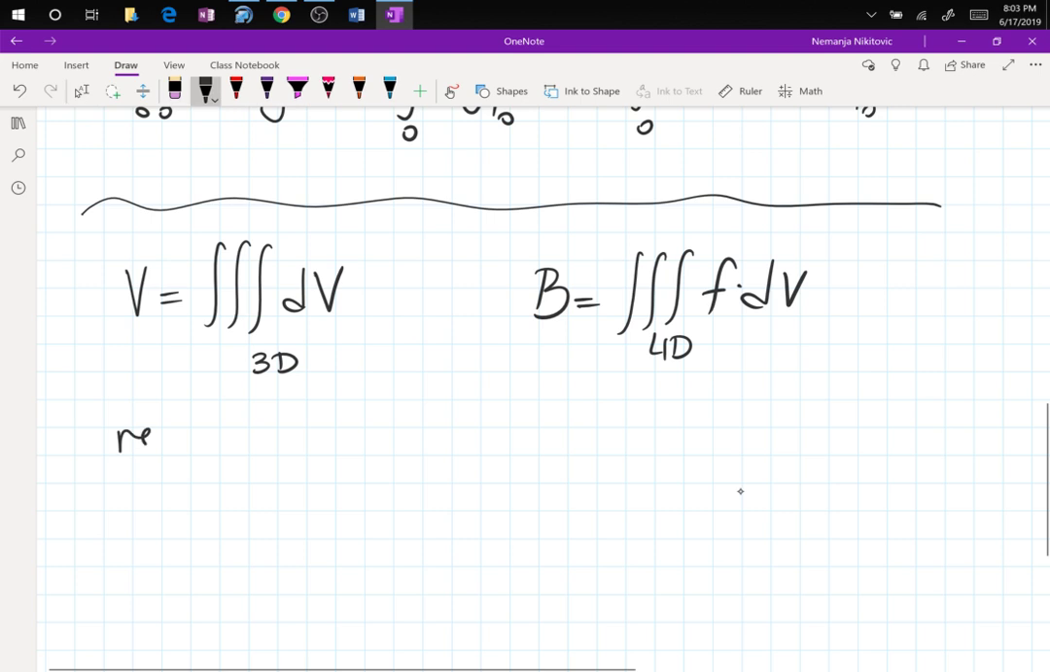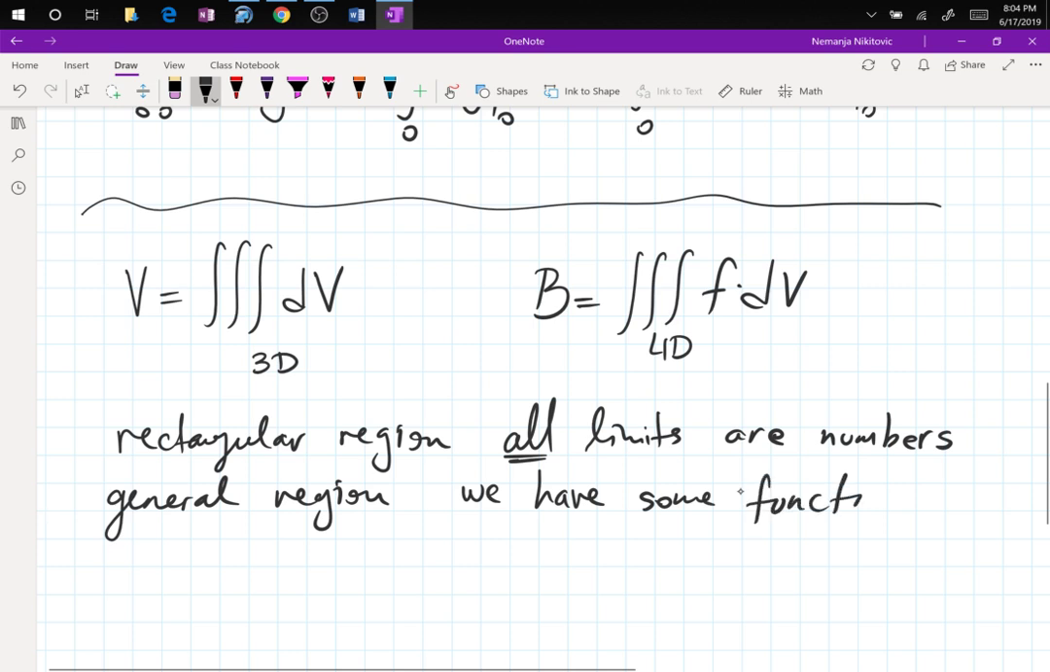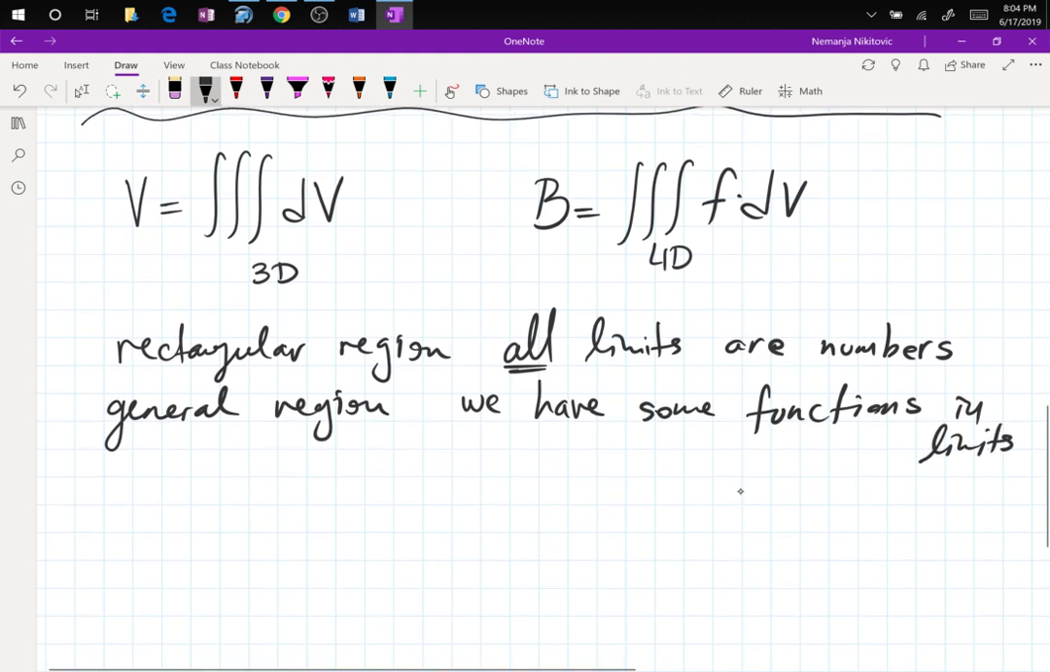So for a rectangular region, all limits are numbers, and you are just getting the box. For a general region, we have some functions in the limits of integration. That would be the distinction between 3D and 4D, right?